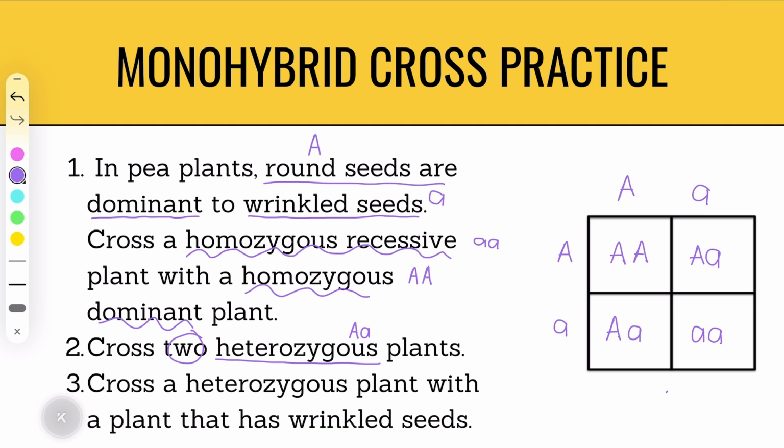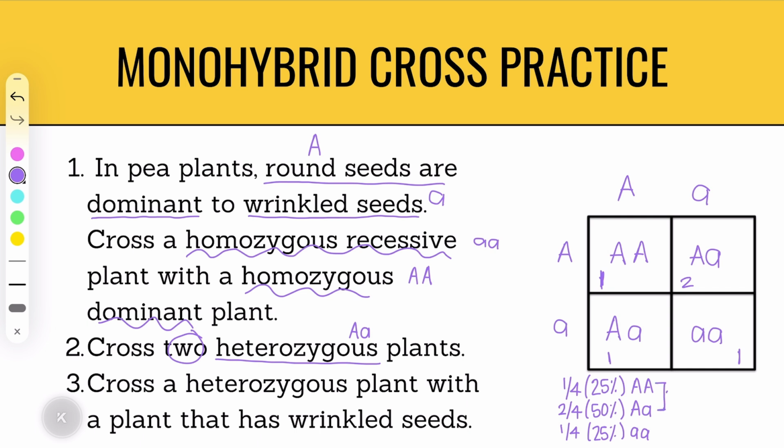So I have 1 out of 4 squares, or 25%, is capital A, homozygous dominant. I have 2 squares, 2 out of 4, or half, or 50%, however you want to write it, is heterozygous, big A, little a. And then 1 out of 4, or 25%, is little a, little a.